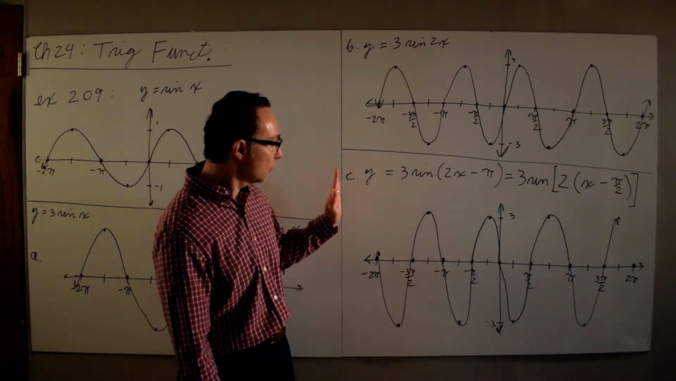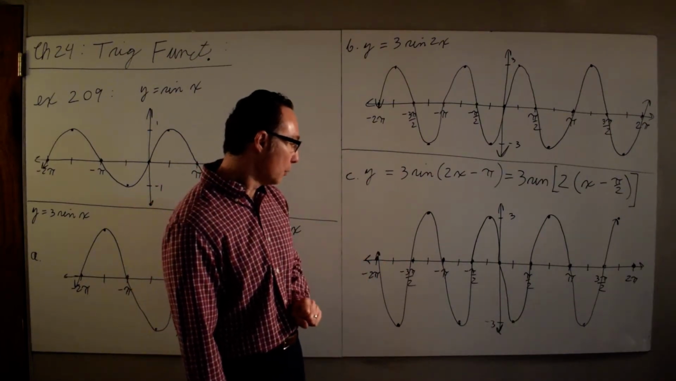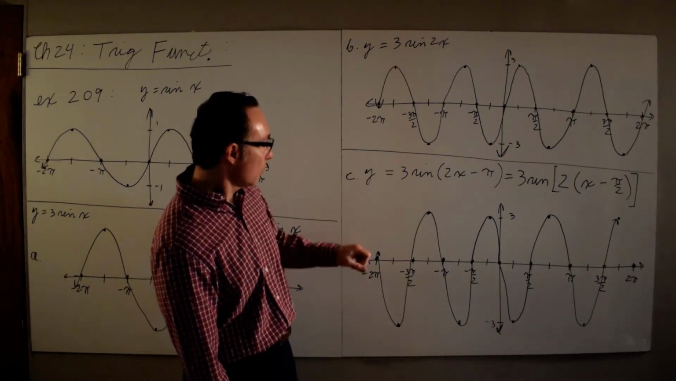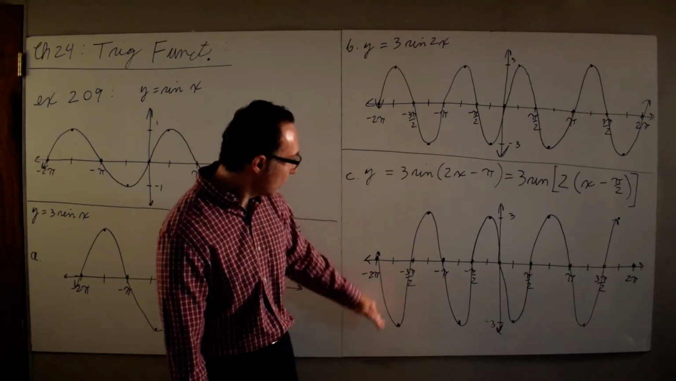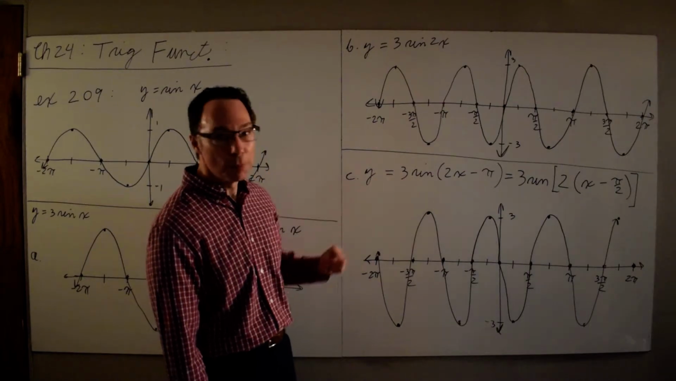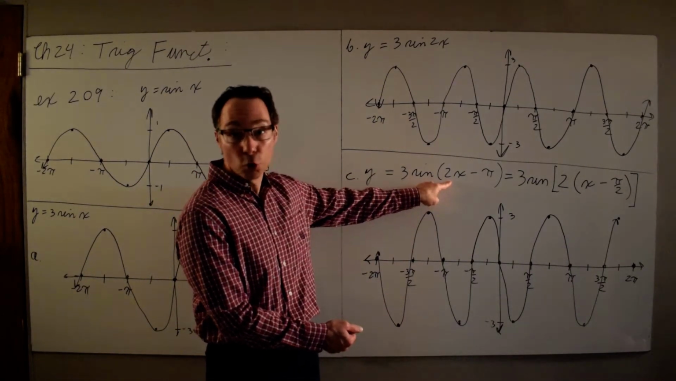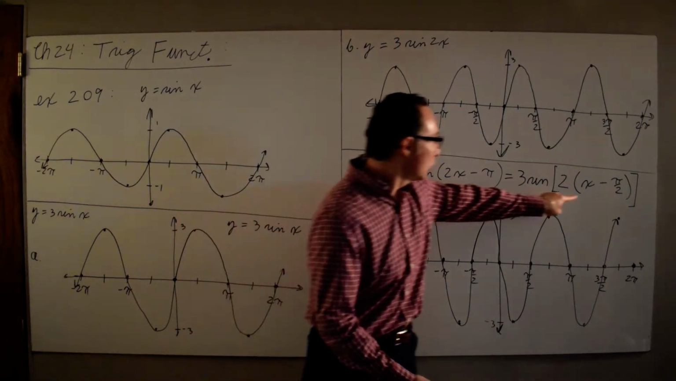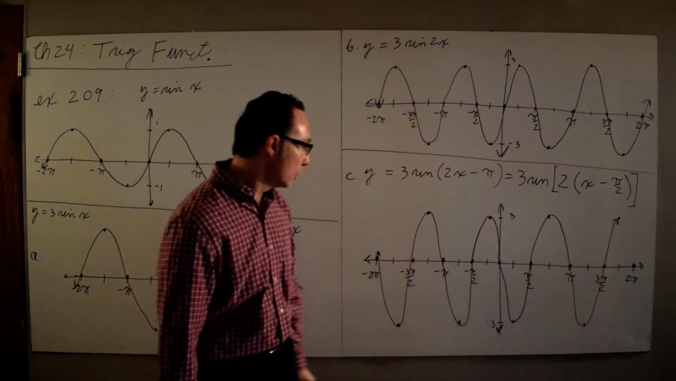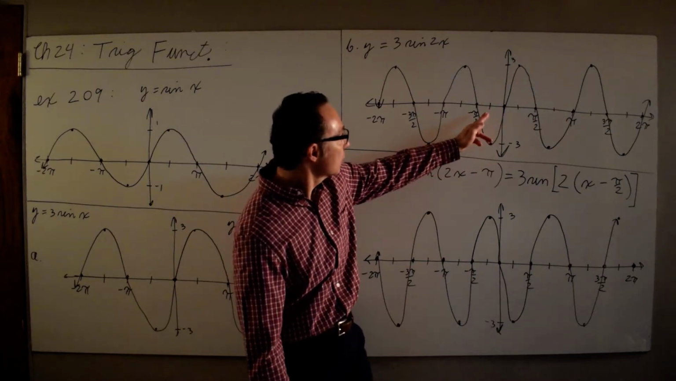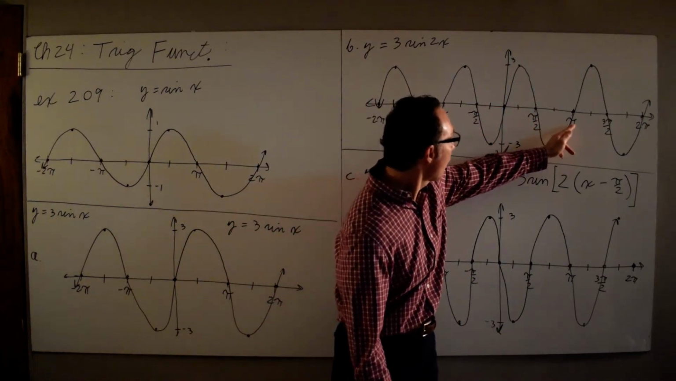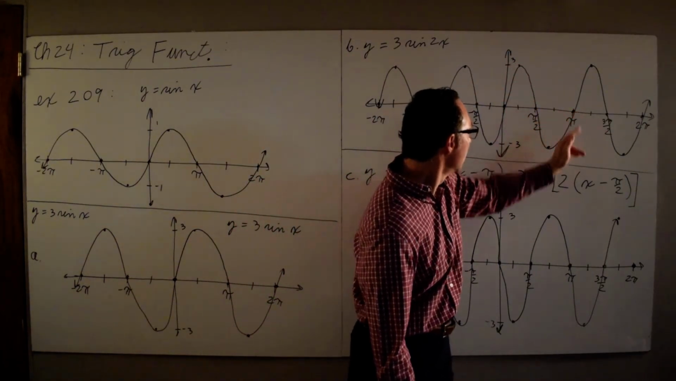So this shifts our graph right pi over 2 units. So we still, from negative 3 up to 3, the period is still pi. We still have our horizontal compression by a factor of 2. But now we've shifted it pi over 2 units to the right.